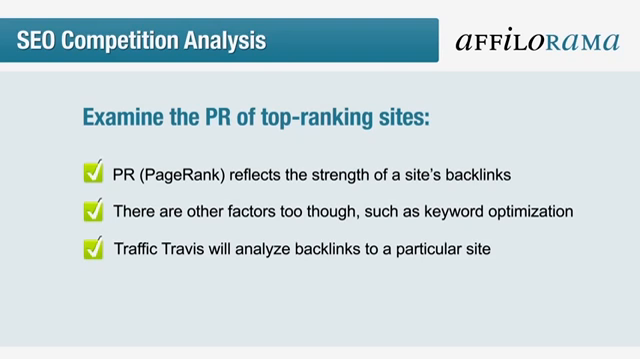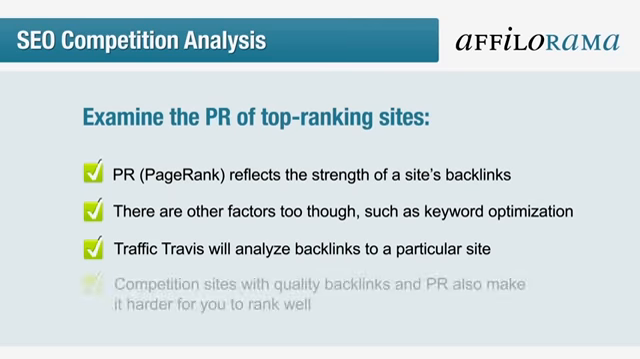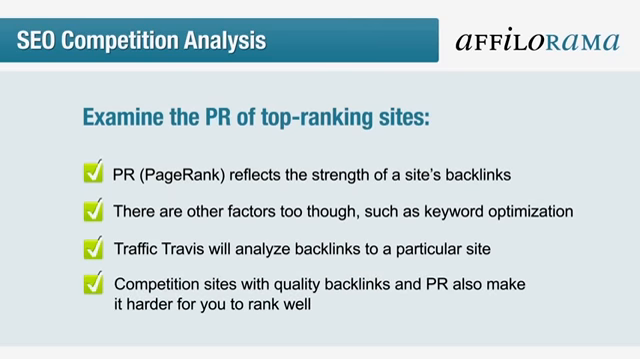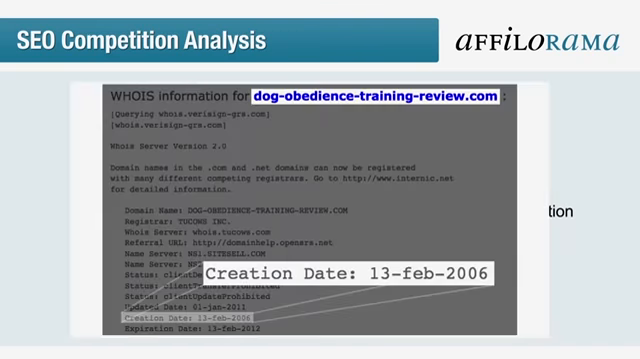Use Traffic Travis to analyze the backlinks to a particular site. If there are thousands of backlinks, with many coming from PR5 plus sites or .edu sites, then it makes it harder. If they're all using your keyword in their anchor text, then it's harder again. If all the sites on the first page of Google are PR6 plus with lots of good backlinks, you may have a pretty tough time ranking well for this keyword. Another thing to check is the age of your competitors' domains, using a Whois tool to check the creation date.